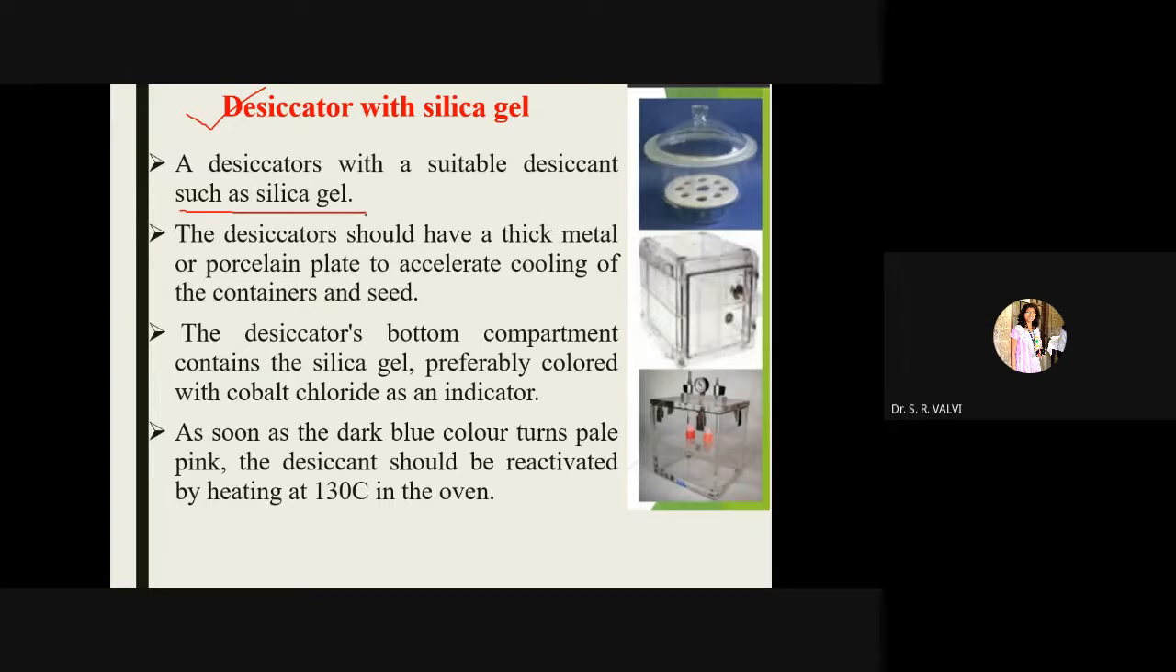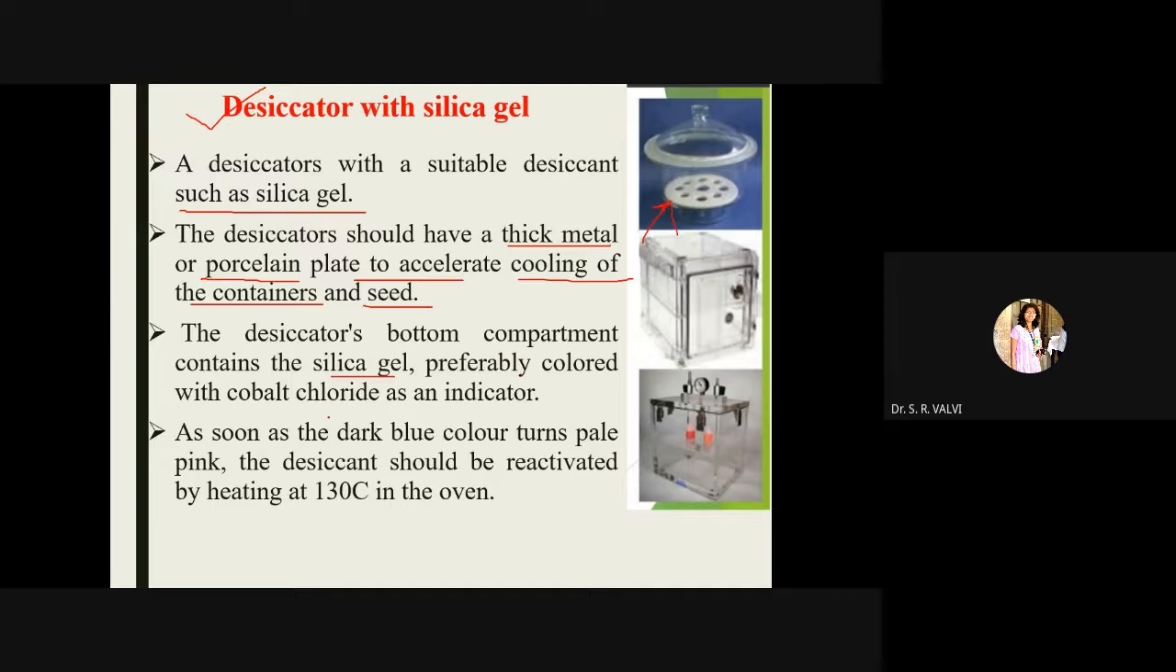Silica gel is present. The desiccator should have a thick metal or porcelain plate to accelerate cooling of the container and seeds. So the main purpose of this desiccator is to cool down the container along with the seeds. The desiccator's bottom compartment contains silica gel, right? So here at the bottom, silica gel is present.